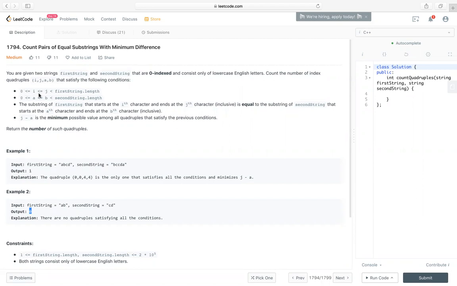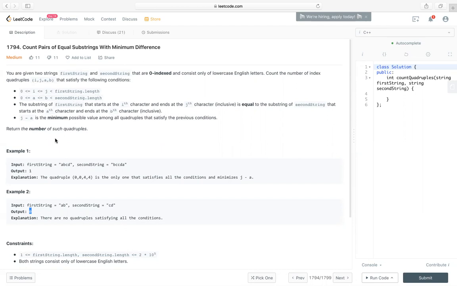The first condition is i and j are the indexes of the first string, and a and b are the indexes of the second string. And the substring of first string that starts at i's character and ends at j's character is the same as the substring of second string that starts at a's character and ends at b's character. So they're inclusive. And we also need j minus a to be the minimum possible value among all quadruplets that satisfy the previous conditions.